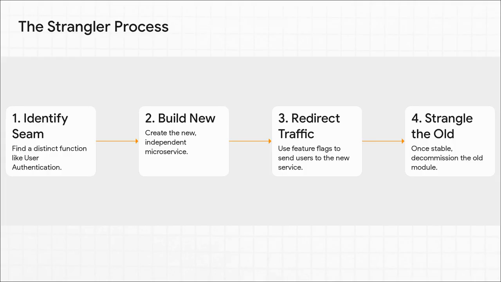First, you find one distinct piece of your application, a seam, like the user authentication system. Second, you go build that as a brand new, totally independent service. Third, and this is the magic part, you slowly start redirecting traffic. Maybe just 1% of users go to the new service at first. And finally, once you're 100% sure it's stable and working great, you get to do the most satisfying thing ever. You strangle and delete the old code for good.